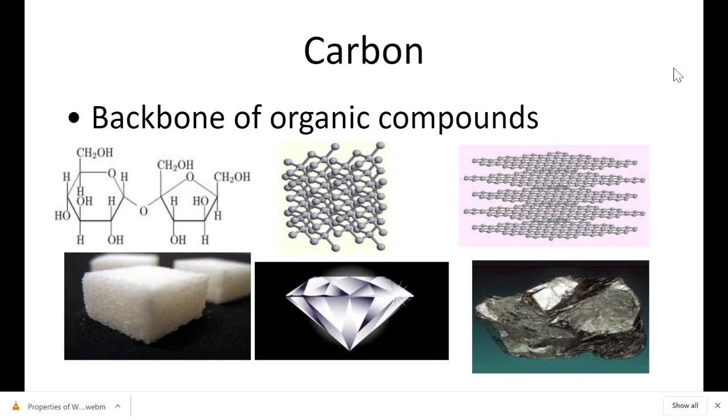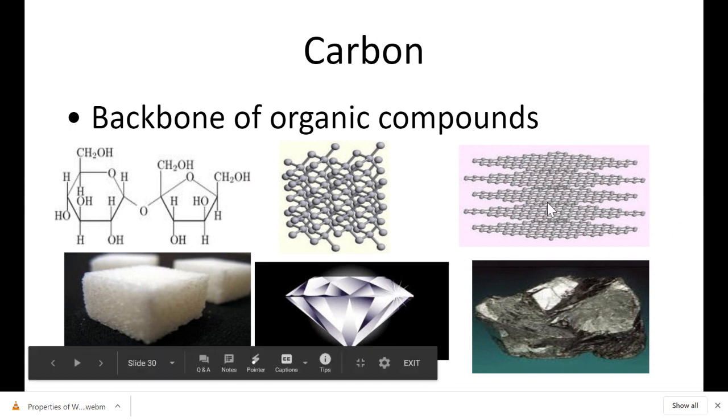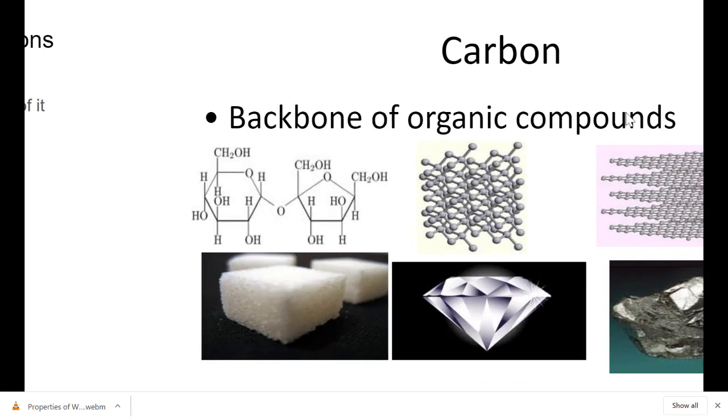Forms a lot of cool stuff. Okay, right down there at the bottom left, I have sugar. I'm going to talk a lot about sugars. That's a diamond in the middle. Diamonds are made entirely from carbon. Okay, and then that's coal down there at the bottom right. And coal is a remnant of things that were living millions of years ago, so it's carbon based.